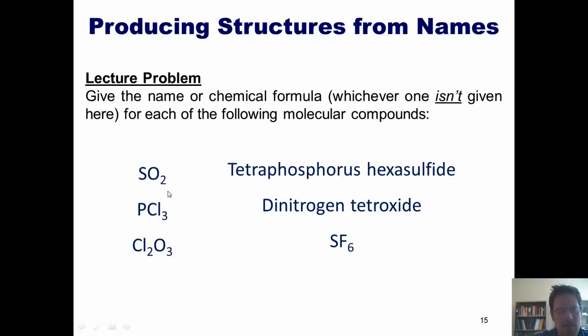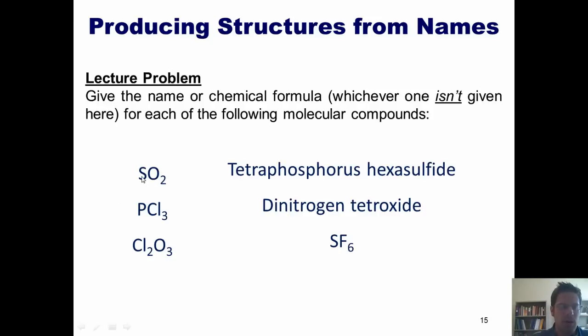What name would I give that? Well, given the rules that we had on the previous slide, we look at the atom on the left, which is sulfur, and we note that because it's the atom on the left, even though there's only one of these atoms, we do not use the prefix mono. We do use the prefix mono for atoms on the right, where applicable.